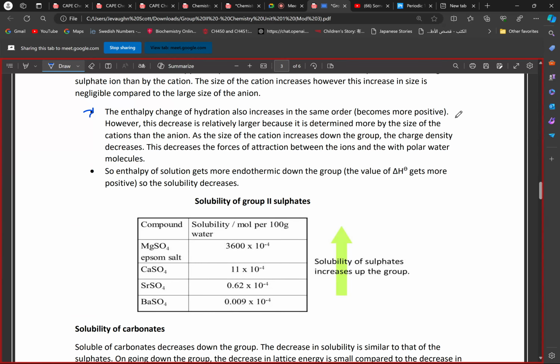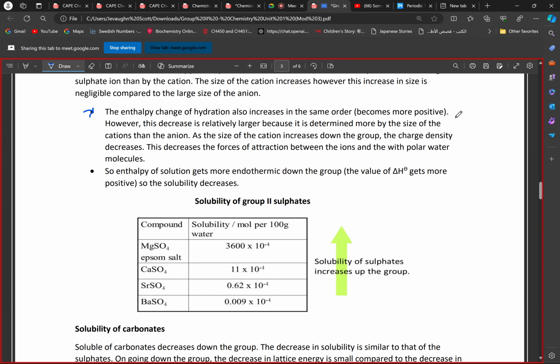So the enthalpy of solution gets more endothermic going down the group, and we know what the enthalpy of solution is. The enthalpy of solution speaks to what? The energy change. The energy change which occurs when 1 mole of a solute dissolves completely to form an infinitely dilute solution under standard conditions.